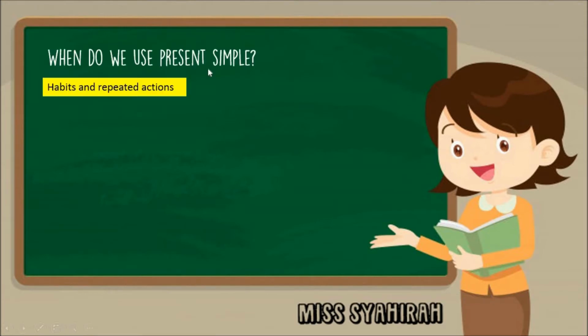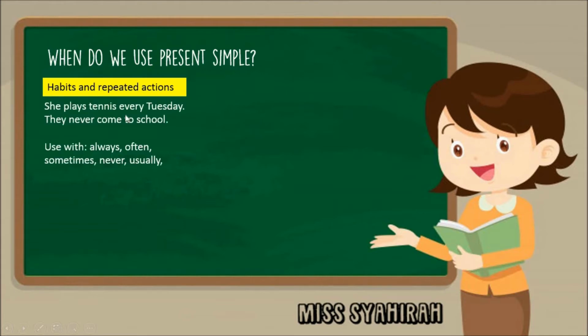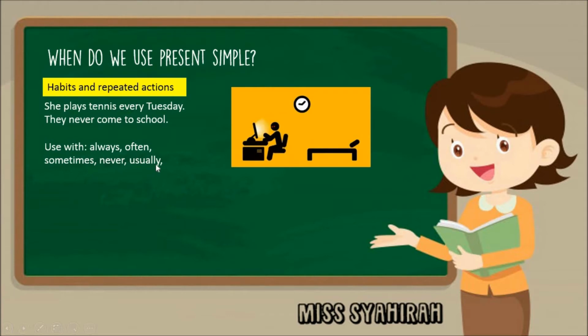So when do we use present simple? First, habits and repeated actions. For example, she plays tennis every Tuesday. She always does that. It is a habit. They never come to school. So usually you use this with always, often, sometimes, never, usually. So within these words, normally it is present simple. She plays. They never come.